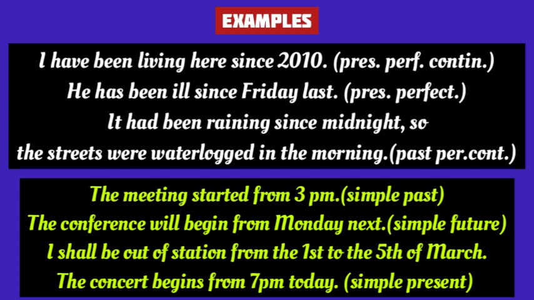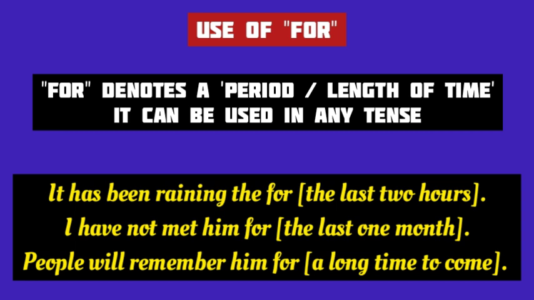From is also used with to indicate a duration of time. I shall be out of station from the 1st to the 5th of March. Here the expression from the 1st to the 5th of March indicates a specific duration. Similarly, in the last example, the concert begins from 7 p.m. today. From is used to indicate the starting time of the concert. So we learn that since is used in present and past perfect and perfect continuous tenses, while from is used in all non-perfect tenses. But what about the preposition of time for?